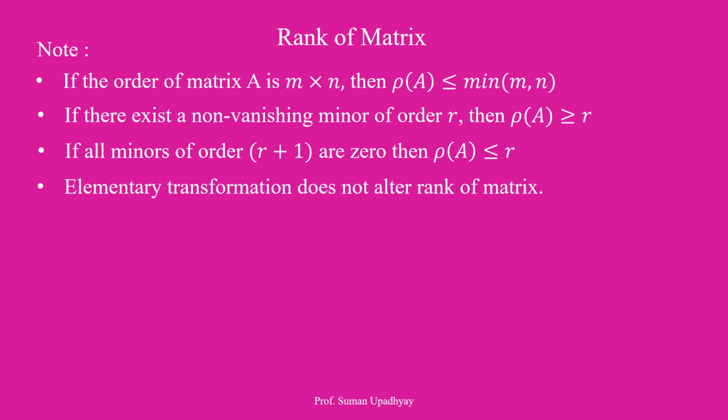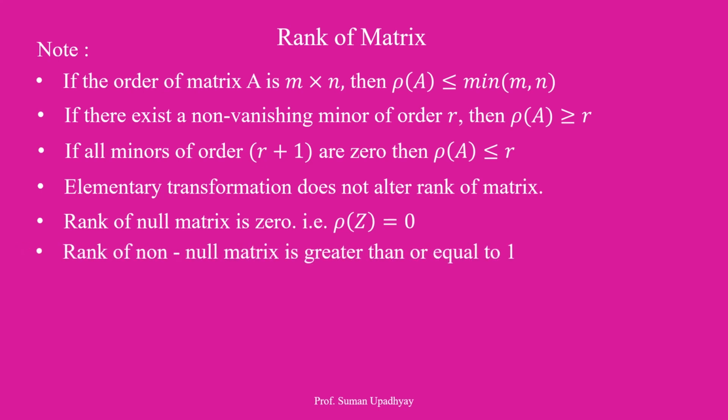Elementary transformation does not alter the rank of a matrix, as I have already explained, the rank of a matrix is not going to be altered by applying any elementary row transformations. Rank of a null matrix is 0, because in rank of a matrix we consider non-zero rows, and in a null matrix there is no non-zero row. That's why the rank of a null matrix is 0. Rank of a non-null matrix is greater than or equal to 1. So if we have a matrix with at least one non-zero row, then it is definitely going to have at least rank 1.